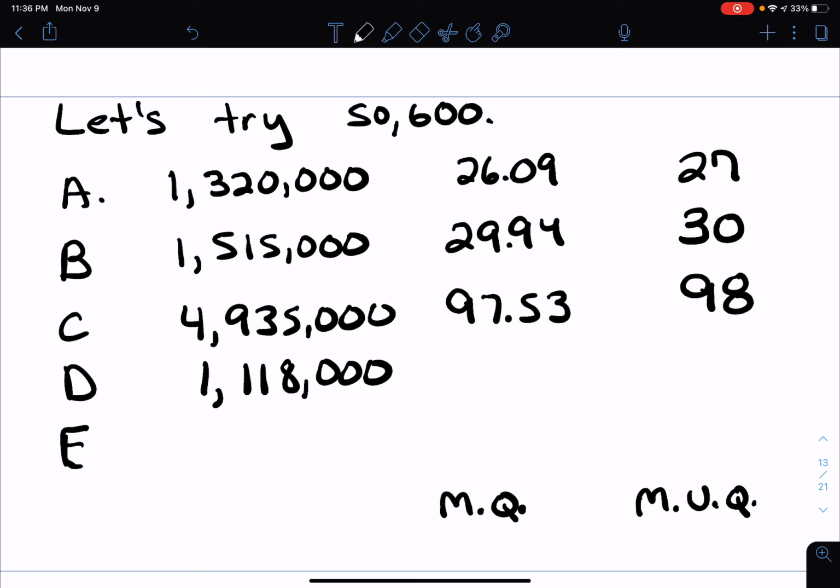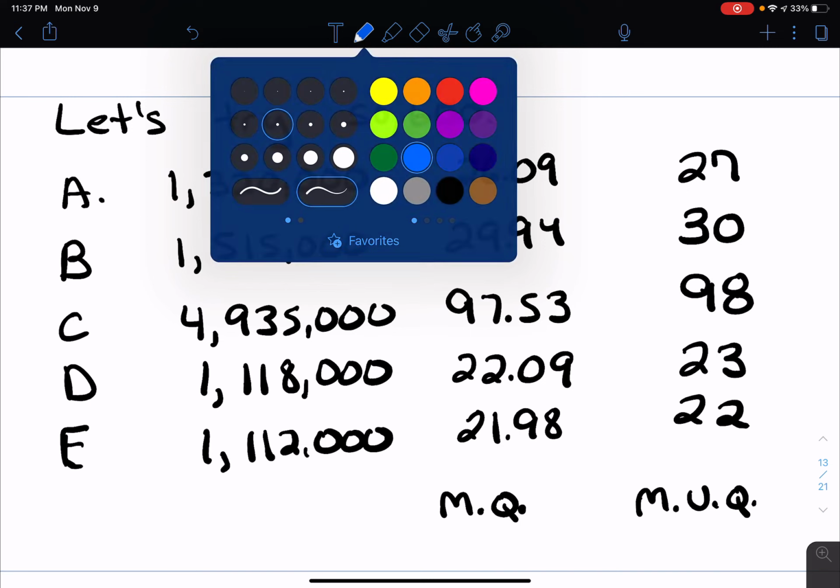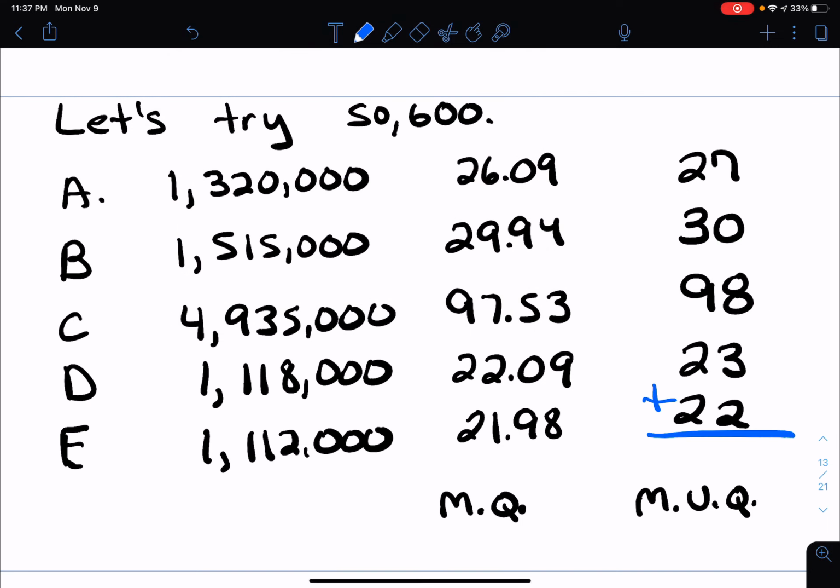Divided by 50,600. 22.09. Bumps up to 23. 1,112,000 divided by 50,600. 21.98. Bumps up to 22. All right, let's add them up. It's looking promising, but let me double check by adding in my calculator. And it worked. Woohoo!